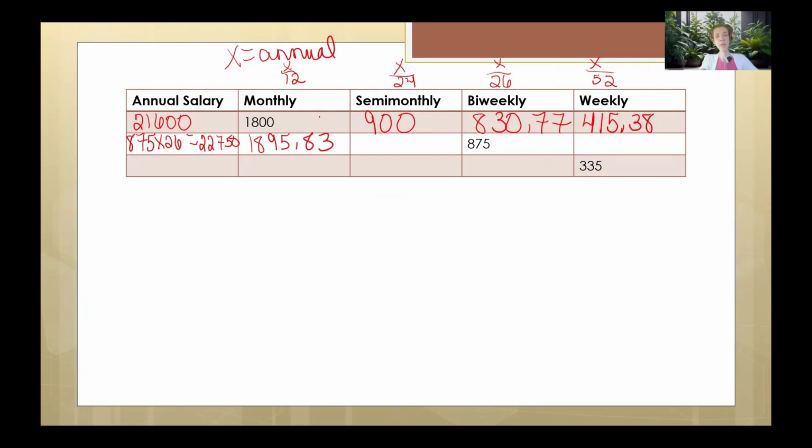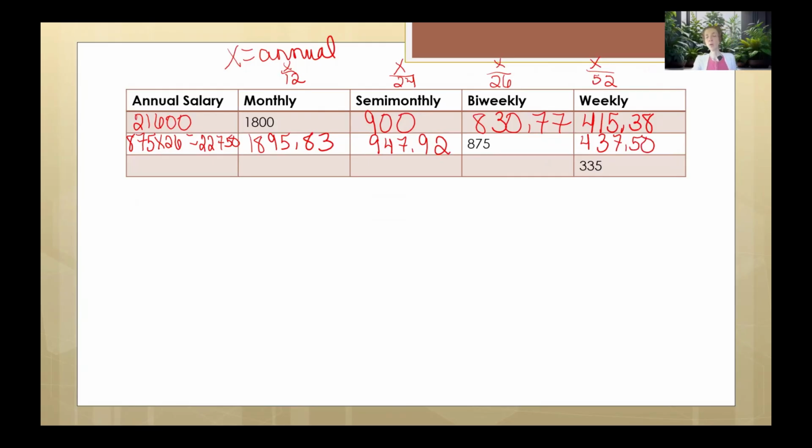And then semi-monthly, we're going to take our annual and divide it by 24. So that's 947.92. And then our bi-weekly, we would take our annual salary and divide it by 26. So that's 875. And then our weekly, we're going to take our annual salary and divide it by 52, which is 437.50.